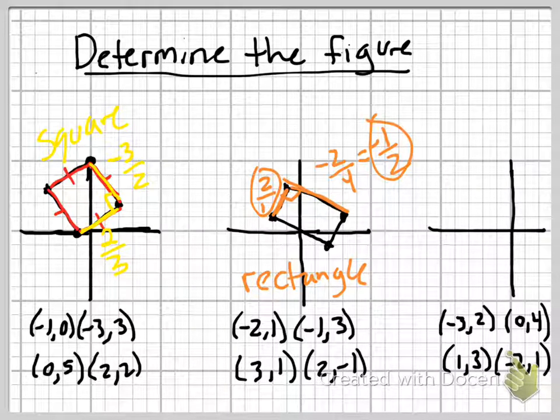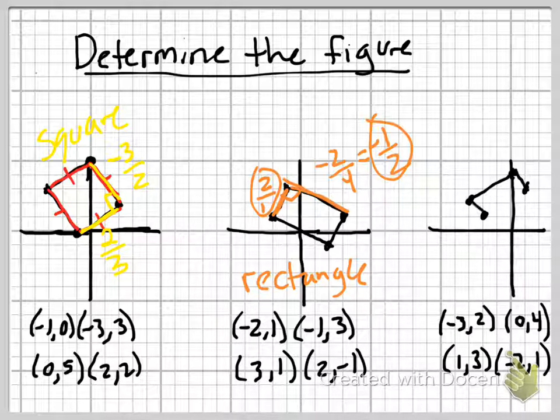Okay, so again, you can use your visual and just look. Whether it's a rectangle, in this case it looked like it. We just had to check slopes. Sure enough it is. Alright, so I'm going to try our fourth one. So this first point's at -3, 2. That's right there. 0, 4. Just here. 1, 3. And then -2, 1. Just right there.